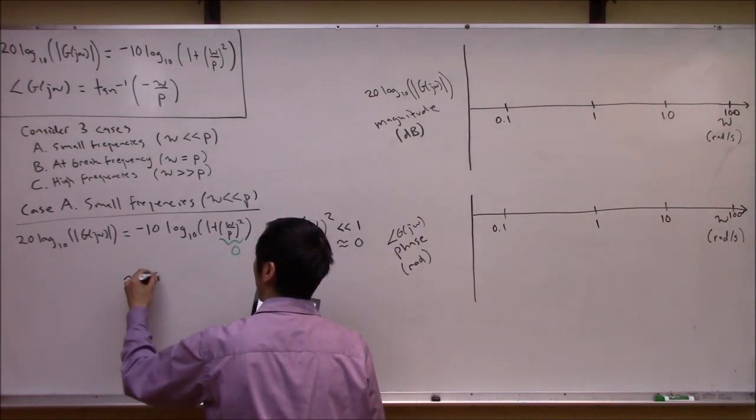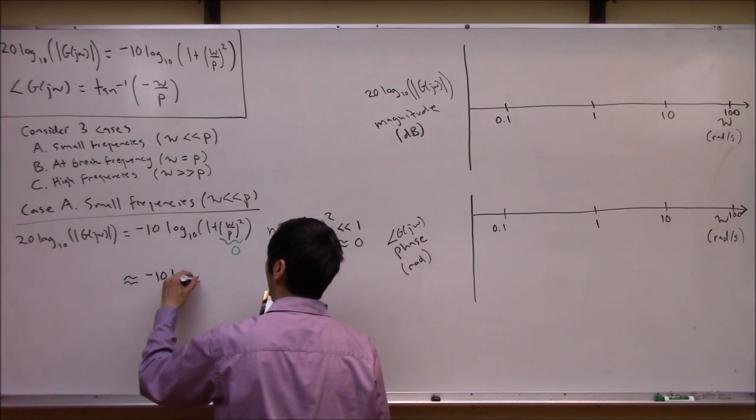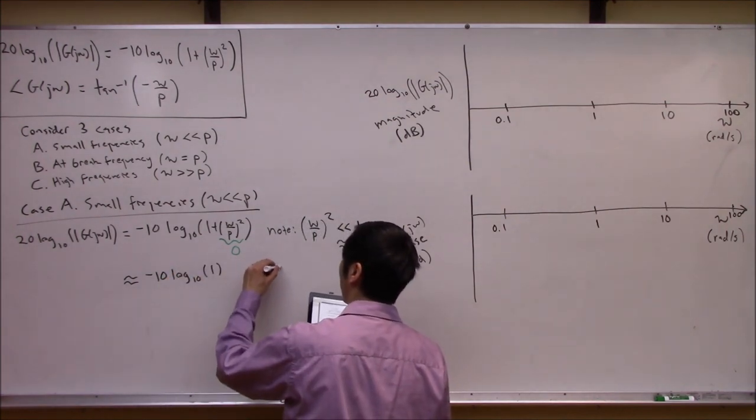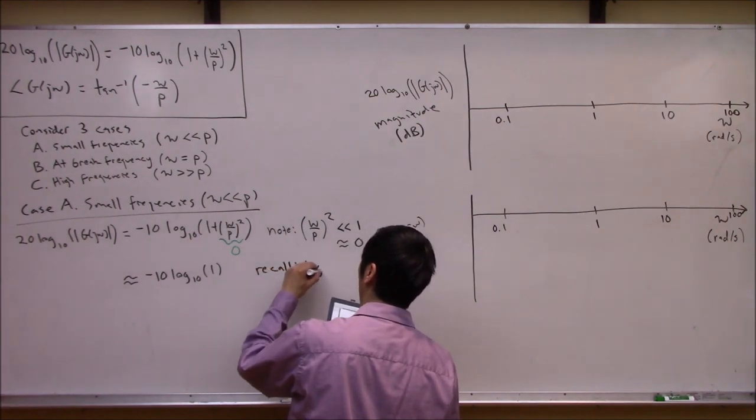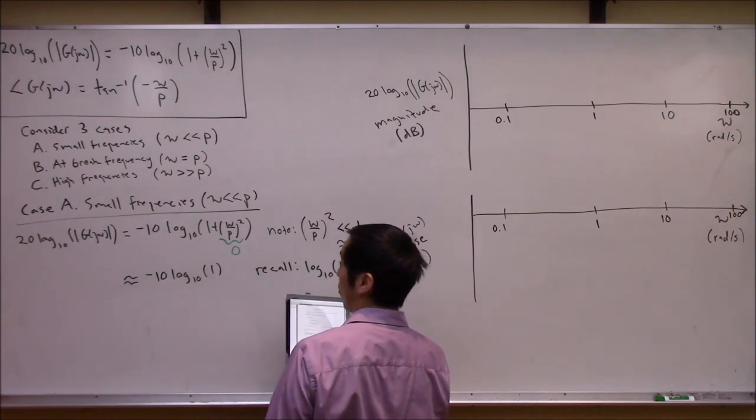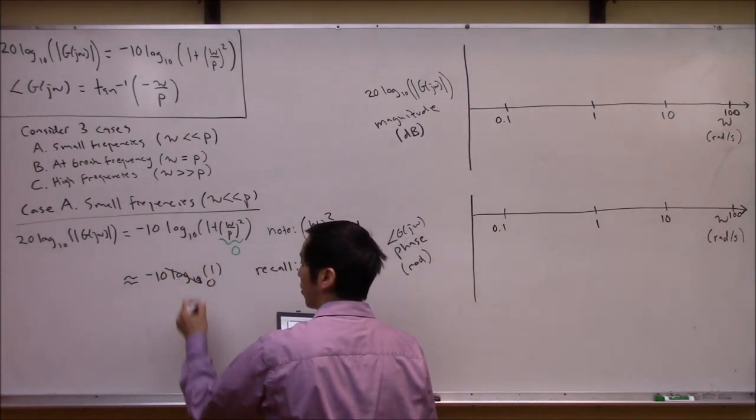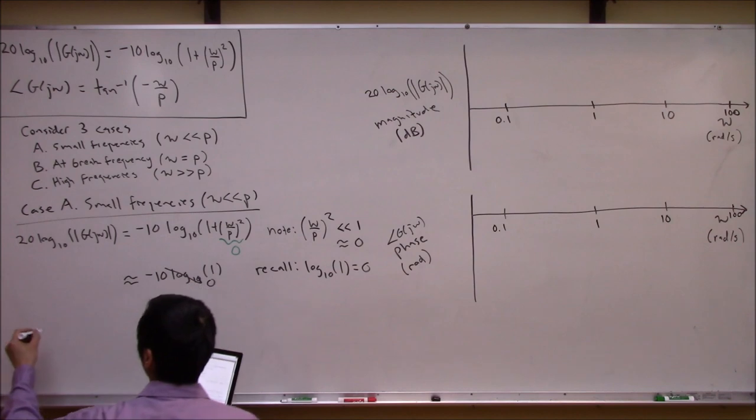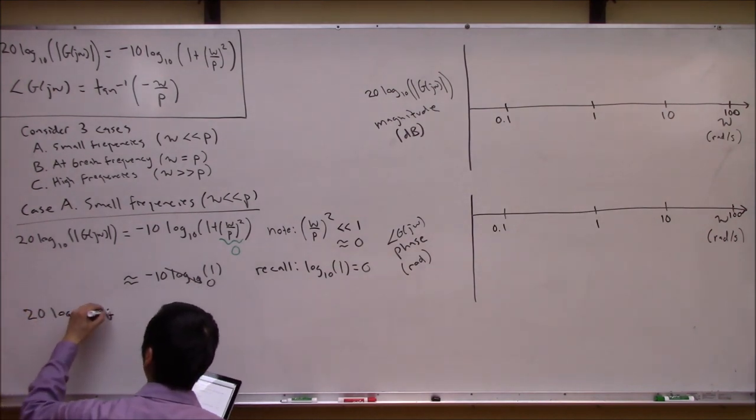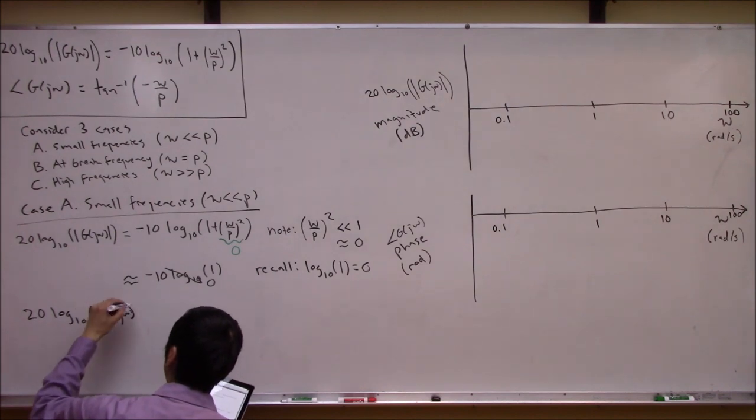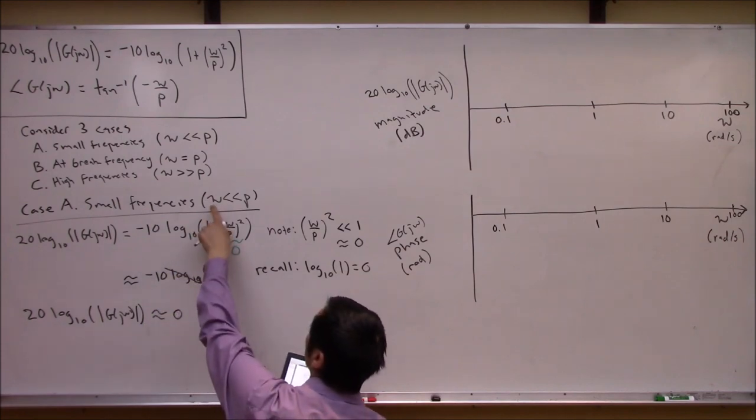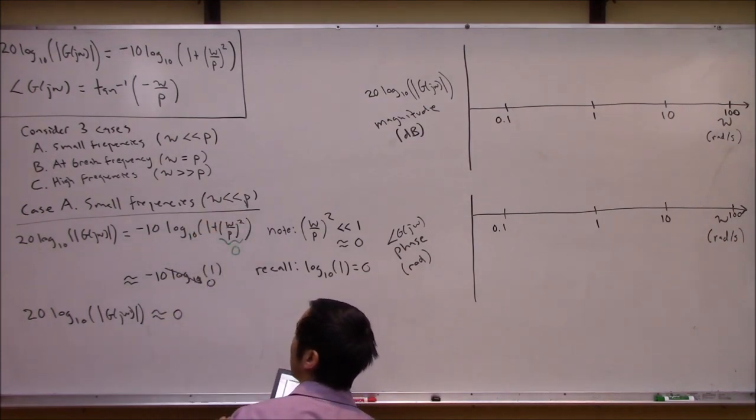But this becomes negative 10 times log base 10 of 1. If you recall your log identities, what is log base 10 of 1? That's a big fat 0. So this whole thing goes to 0. So what's interesting here is that the magnitude plot, 20 log base 10 of the magnitude of G of j omega, is approximately 0 as long as you're in the regime where omega is less than P, or smaller than P.